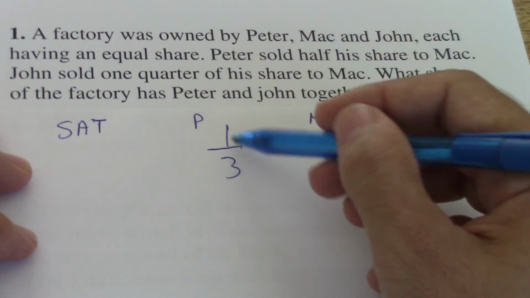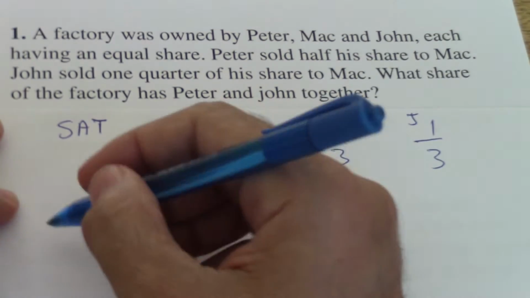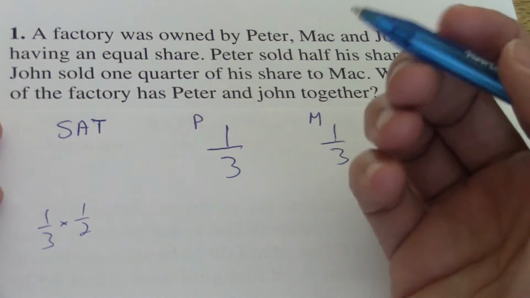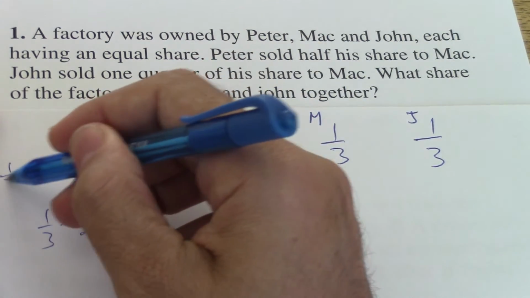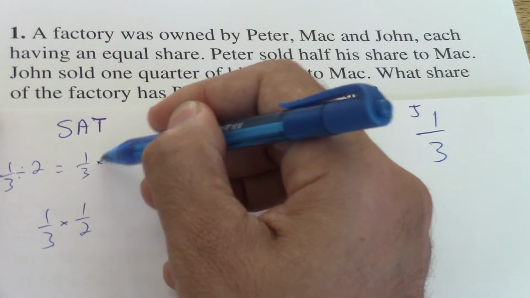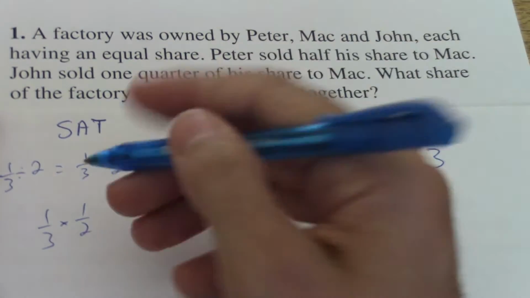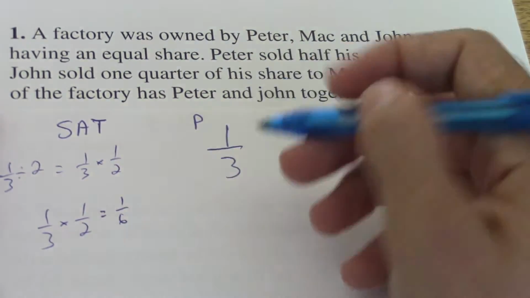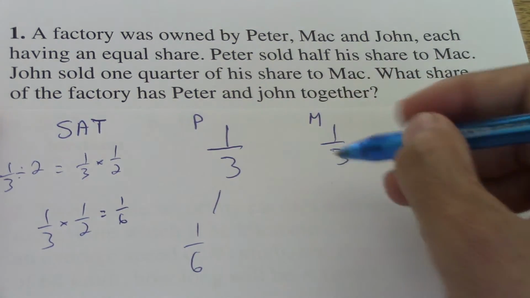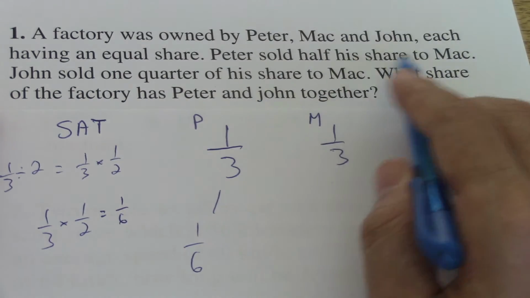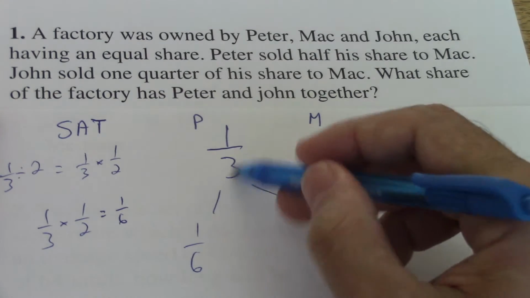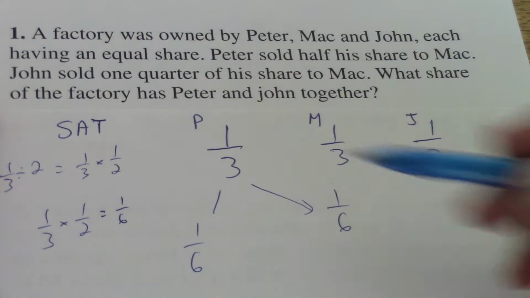So this is Peter. Half of this share, that will be 1/3 times 1/2. 1/3 divided by 2 is the same as 1/3 times 1/2. Okay, that will be 1/6. So that means that Peter keeps 1/6 and gives 1/6 to Meg, because 1/6 is half of 1/3.